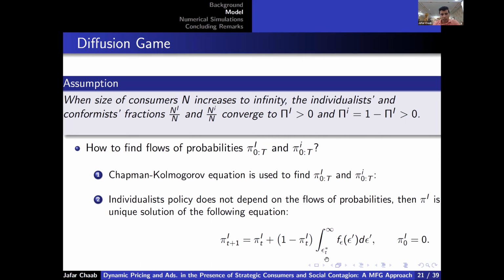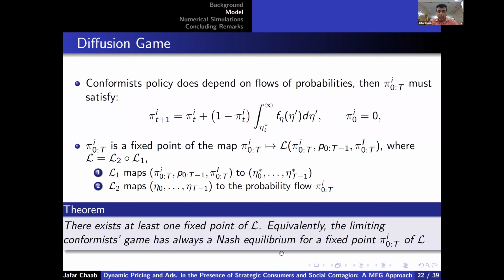So for example, for the individualists, we know that their policy does not depend on the flows of probabilities. And basically their flows of probabilities are going to depend on the previous flow of probabilities as well as the threshold policy of the individualist segment, as you can see. And basically this equation is going to propagate the whole evolution of adoption of this segment in the market. So for the conformist, their policy does depend on the flows of probabilities, where the difference is that the threshold policy is going to depend on the flow of probability per se, right?